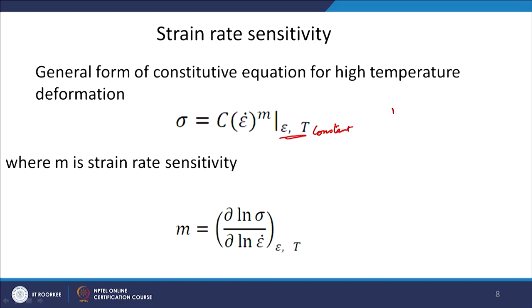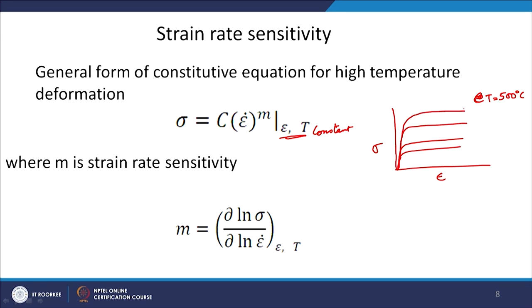So, as we were just discussing, what I am going to do is, for a fixed temperature, let us say just for argument's sake 500 degrees Celsius, I am doing a test and finding out the stress-strain curves. This is strain rate 1, this is strain rate 2, this is strain rate 3. So, at different strain rates I am deforming the material at a fixed temperature. So, my temperature is constant.